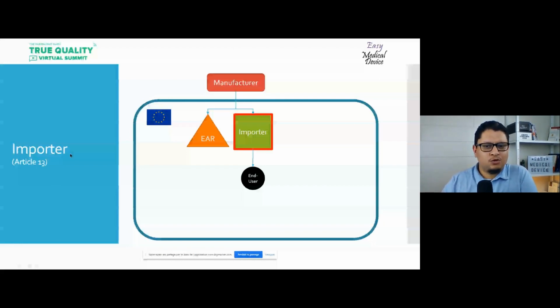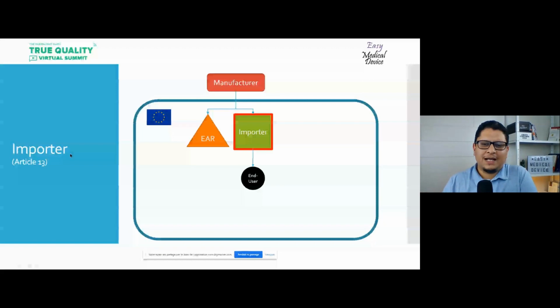He has also to check that the authorized representative exists, because the manufacturer is outside of Europe, so he has to check that the authorized representative is there. And he has also to check that the label is compliant, that there is an IFU, that the UDI is okay. The UDI should be okay if applicable, because there is also some transition period for the UDI.